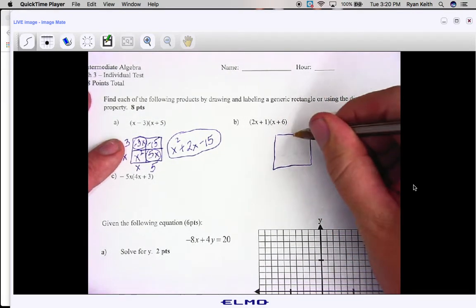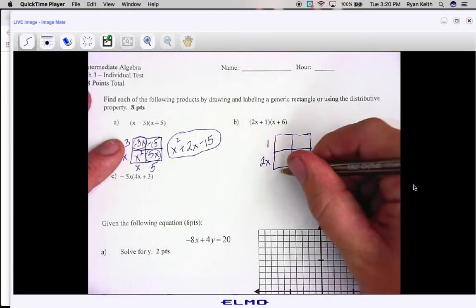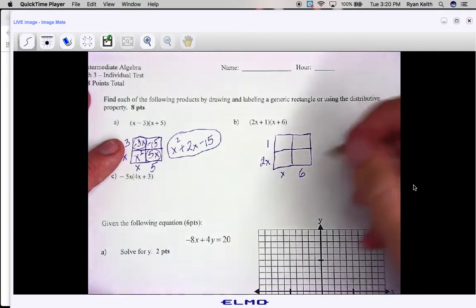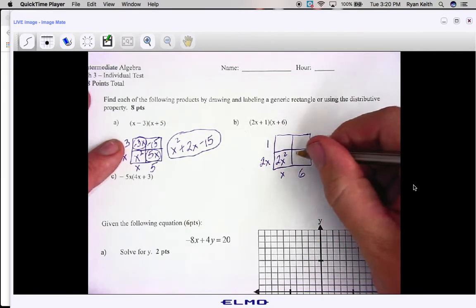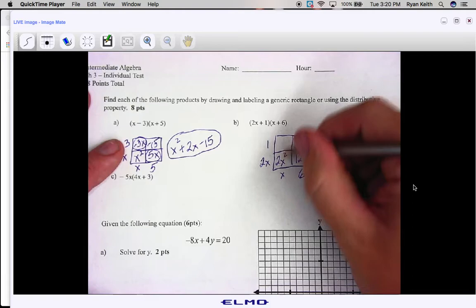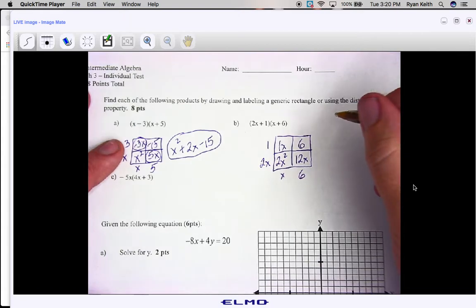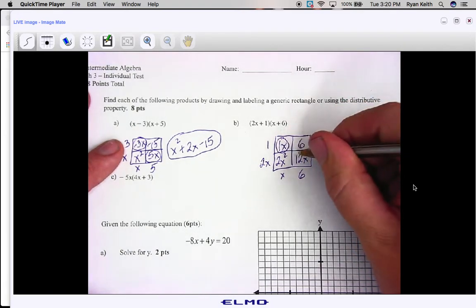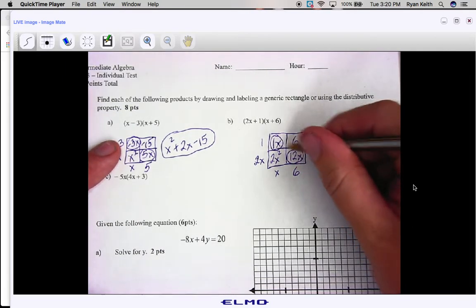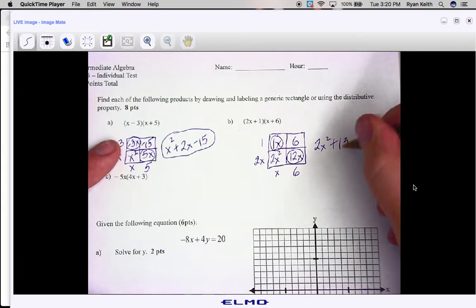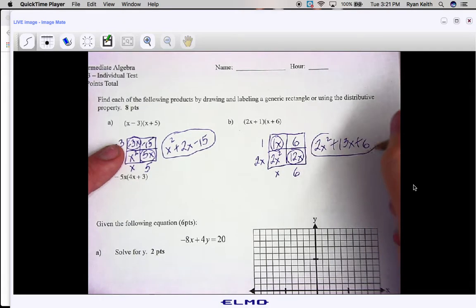Letter B is very much the same kind of problem. There's no negatives in any of it, which makes things a little bit smoother. 2x times x, 2x squared. 2x times 6, 12x. 1 times x, 1x. 1 times 6, 6. Here we go again. Like term there, like term there. So 2x squared from this box. What do 12x and 1x make? 13x. It is positive also. And then 6 was positive, so plus 6 in the back.